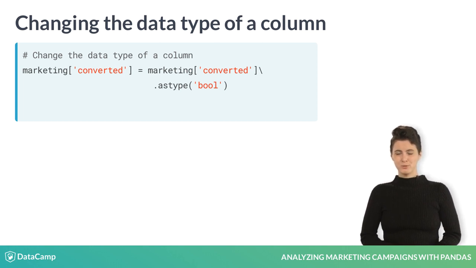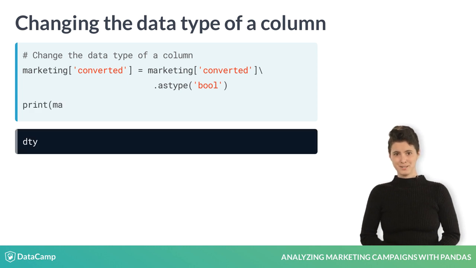For example, you saw in an earlier slide that the converted column is stored as an object. It contains true-false values, so it's more appropriate to store it as a boolean. You can use the astype method along with the argument bool, as shown here, to change its data type. If you check the data type of the converted column again, you will see that it's now bool.